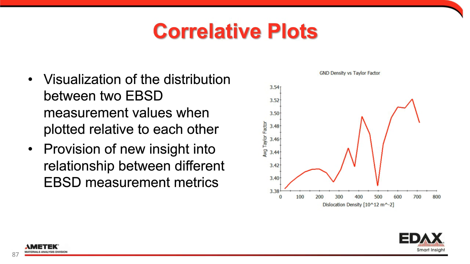And so some are pretty easy to understand. You could do image quality and confidence index. As image quality goes down, we'd expect confidence index to go down. But like this one, trying to understand how Taylor factor would affect GND density certainly wasn't exactly what I expected. So we can get some new ideas from looking at these types of plots.